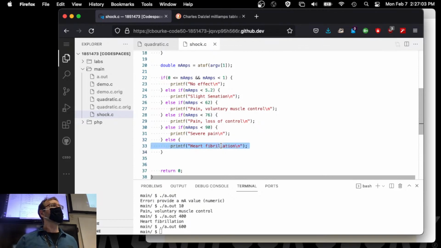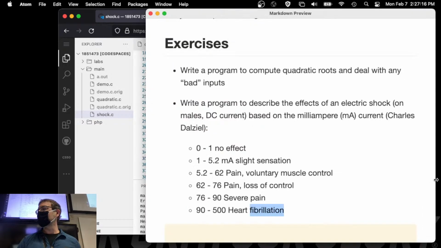But a million amps, right? That's got to be something else. That's not just heart fibrillation. That's crispy toast or something, right? So I'll go ahead and restore that. What else should it be?